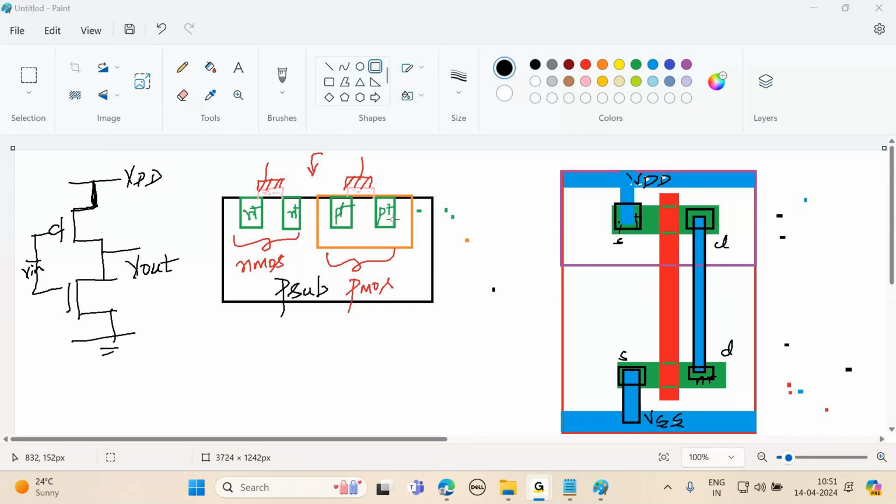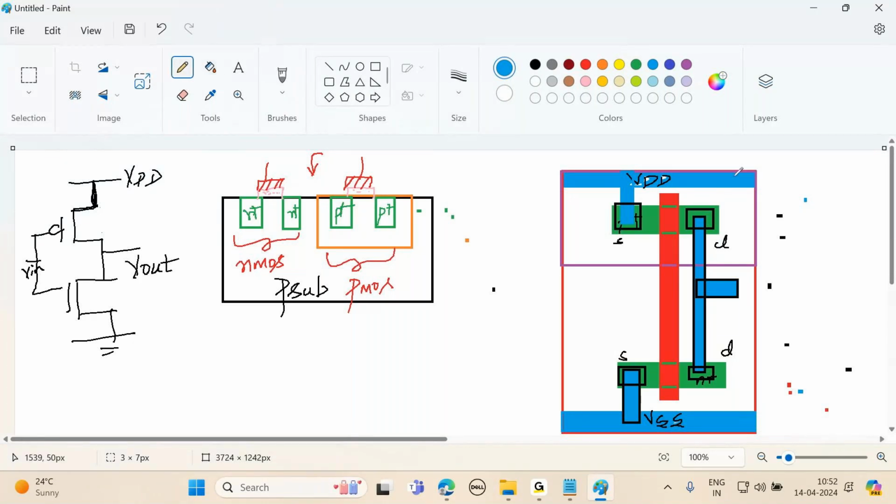So you should short like this. This is a metal layer. So here you want contact cut, here you want contact, but here contact cut is not required because both are what? Both are metal layers. So now, what are the layers you are seeing here?